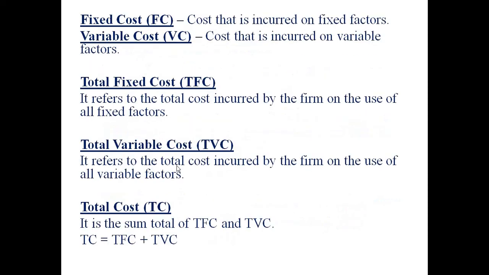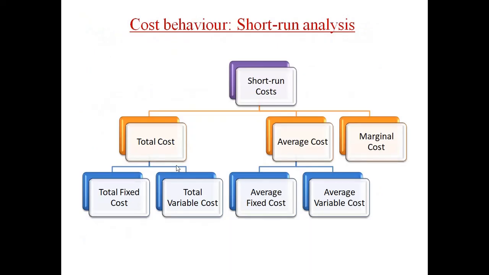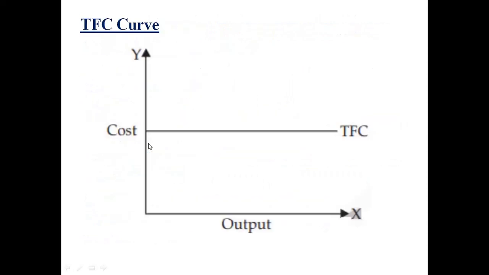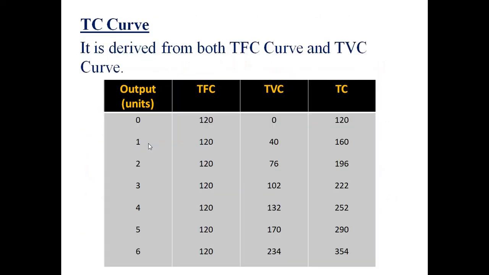Okay, so now let's have a look at TC, that is the total cost. Now we are here. First we discussed the total fixed cost, after that we discussed the total variable cost, and now we are talking about total cost. So what is total cost? It is derived from both the TFC curve and the TVC curve. You can see it out here.